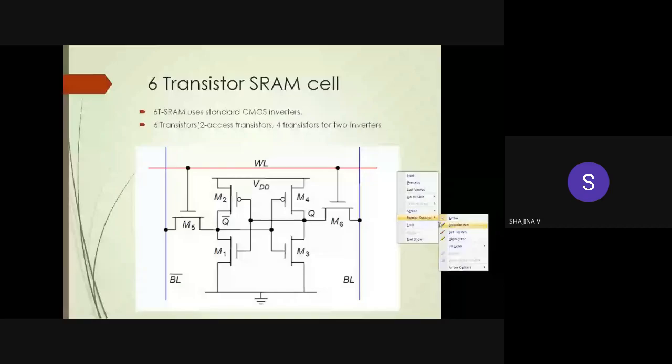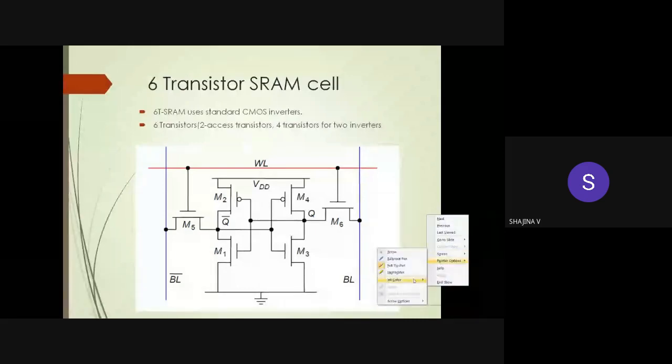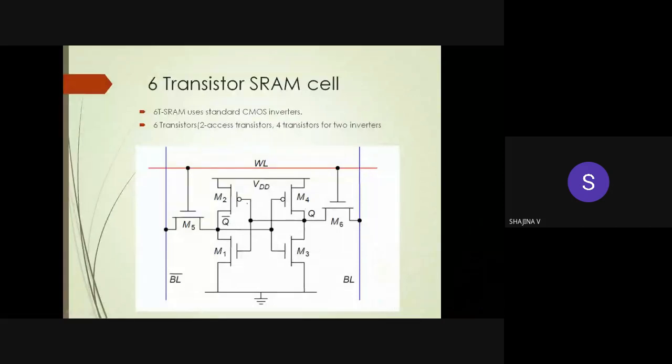The inverters are represented by the CMOS structure. Using the standard CMOS inverter structure, we are representing the two inverters. The connection of the inverter must not go wrong. For an inverter, as you know, we have PMOS connected to VDD and NMOS connected to ground. That is, the source of NMOS is connected to ground, the source of PMOS is connected to VDD, and these drains are connected together where we get the output. And the gates are connected together where we apply the input.